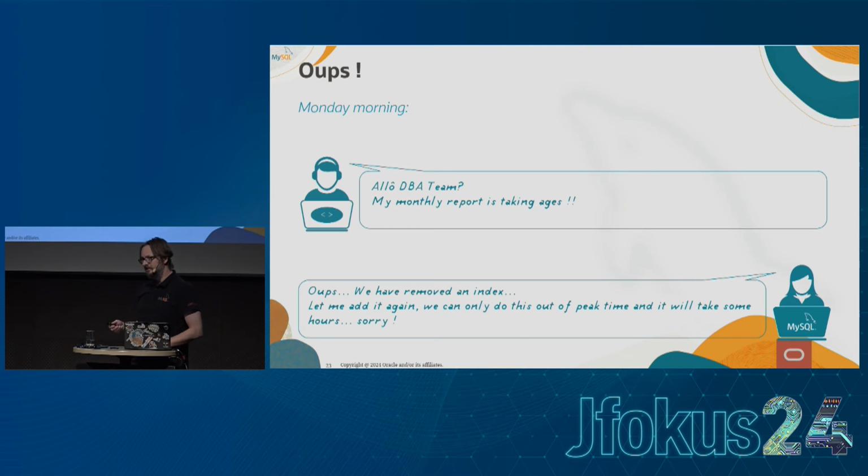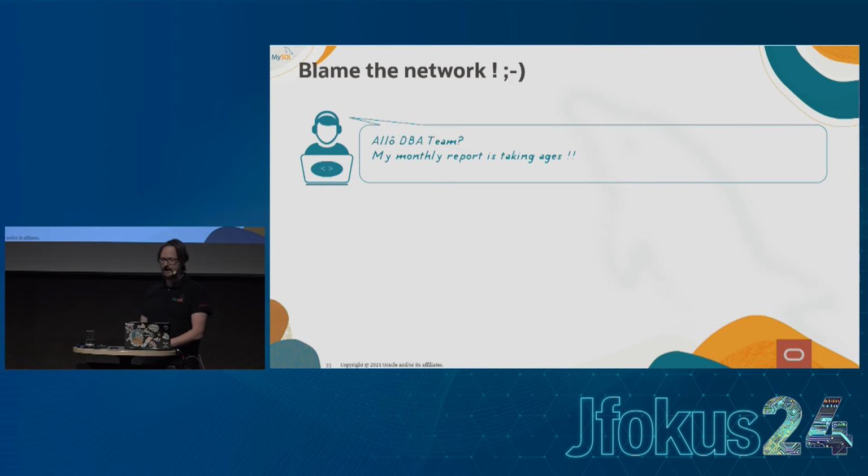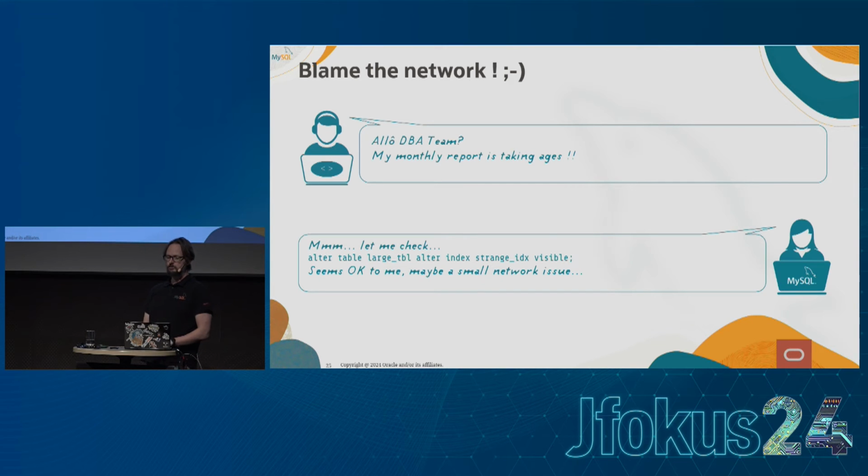So the best alternative is the one where you blame somebody else. Over the weekend, instead of removing that index, you put it as invisible. So the optimizer won't see it anymore, but you keep maintaining it in case there is an issue. And then in the morning, again, hey, DBA team, my monthly report is broken. What's going on? Then you say, I know what it is. You put it back as visible, and then you say, oh, it was a network issue. It should be fixed now. And that's it. Very easy.